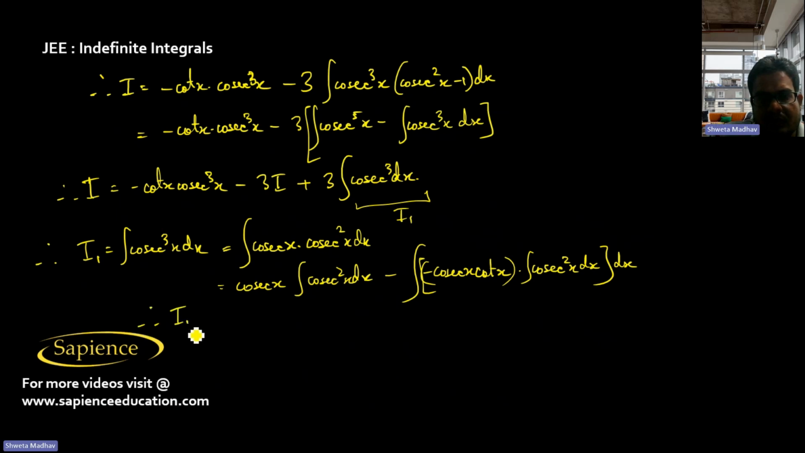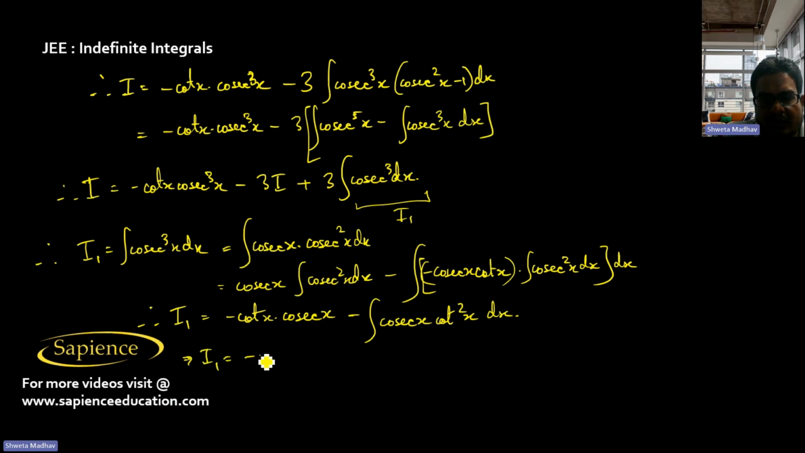Now therefore I can say I1 is equal to minus, so integral cosec square x is minus cot x, so minus cot x into cosec x minus integral cosec x into cot x, and this is also minus cot x, so minus minus plus, and this is also cot square x dx. Now this again we can write as cosec square x minus 1. So therefore I1 can be written as minus cot x into cosec x, then minus integral cosec cube x minus cosec x, since cot square x we can write as cosec square x minus 1.